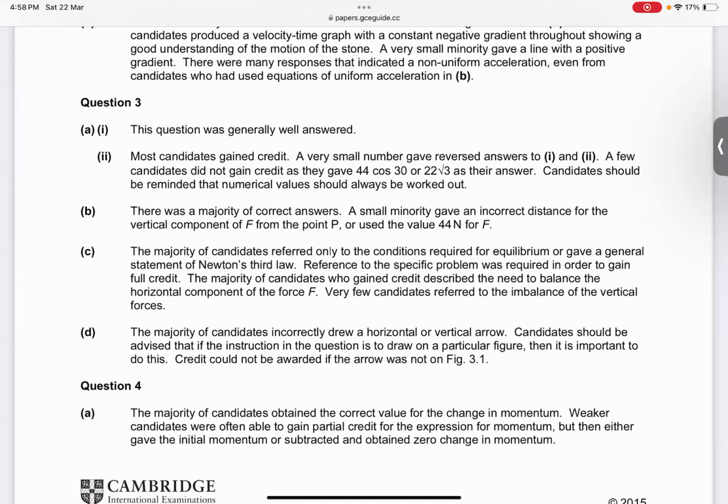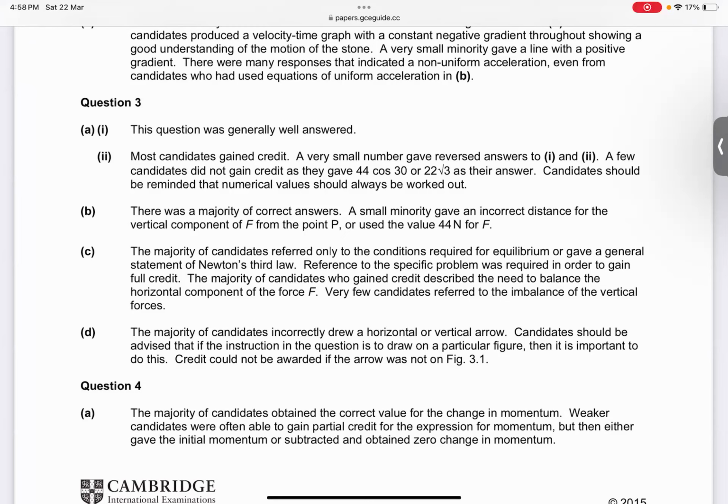अच्छा, C के अंदर जहाँ पे हमने लिखा है कि भाई फोर्सेस बैलेंस नहीं है, अनबैलेंस है, वहाँ पे मेजॉरिटी ऑफ द कैंडिडेट्स रेफर्ड ओनली द कंडीशन रिक्वायर्ड फॉर द इक्विलिब्रियम और गेव द जनरल स्टेटमेंट ऑफ द न्यूटन थर्ड लॉ। So reference to the specific problem was required in order to gain full credit, okay? Like you have to relate the laws and the concept with the given scenario, okay? So then you'll get the full marks, okay?